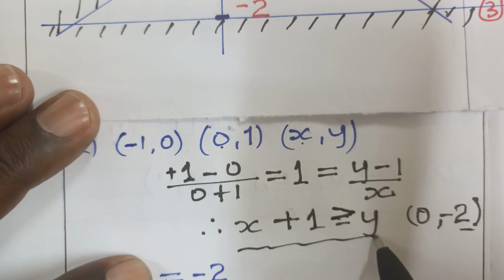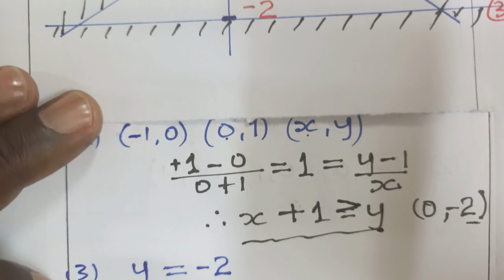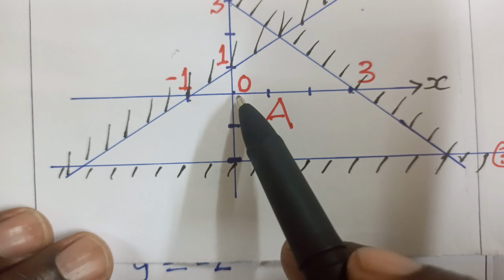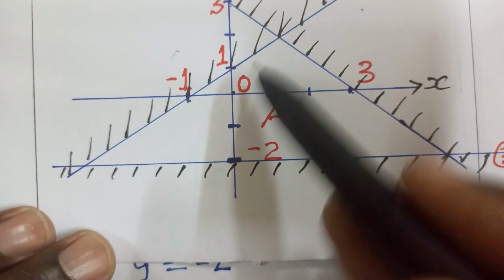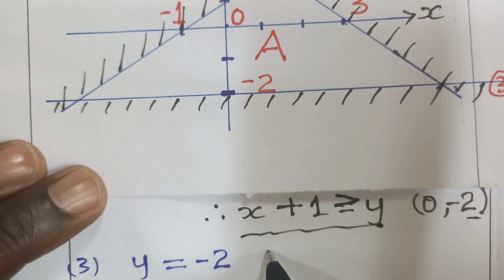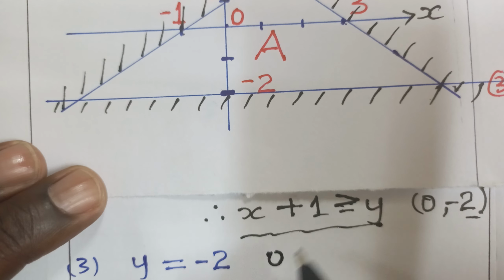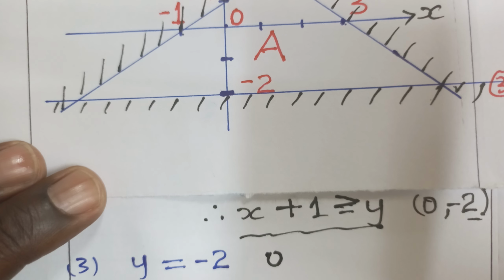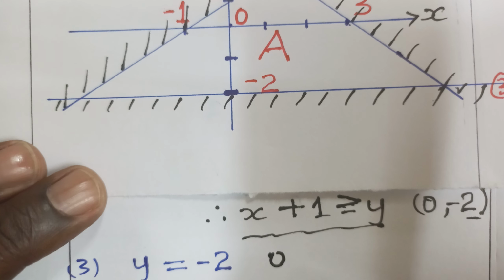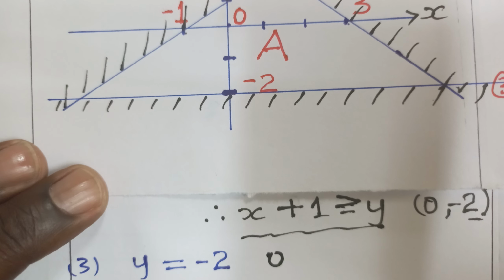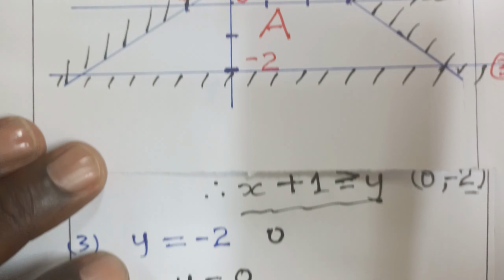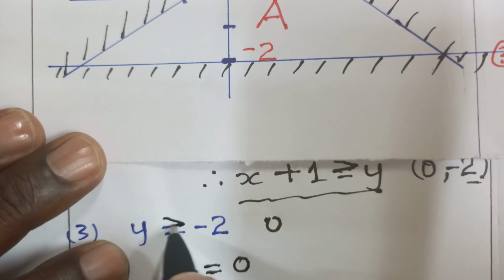Now going to the last line, right here. We can choose another point like 0, 0, because this is the undesired, and this other part is the one that is desired. If I put a point 0, y equals 0. And as you can see, y will always be greater than negative 2. So now our arrow will not point at y, but will point away from y. This is our inequality for that line.